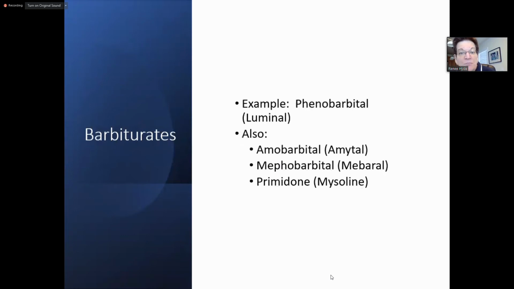Some of the examples are phenobarbital, amobarbital. The one that's not a barbital is primidone, okay? It's a barbiturate, and Mysoline is a medication that you will see given a lot of times to your patients that have those simple partial seizures.